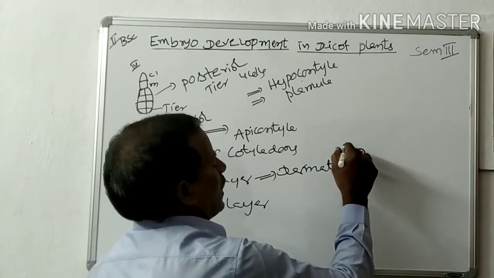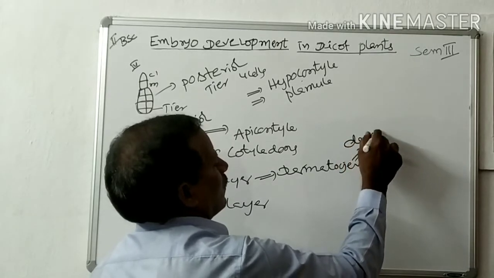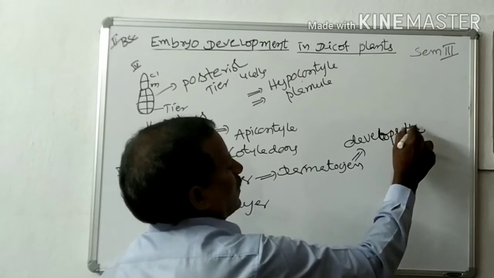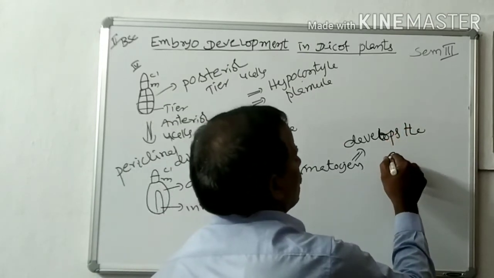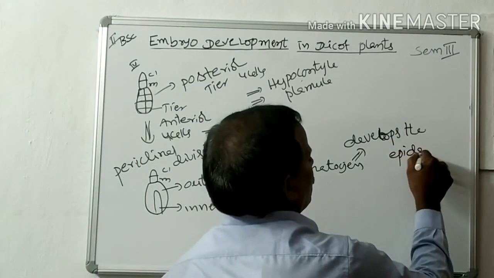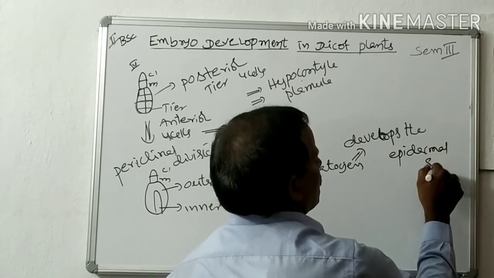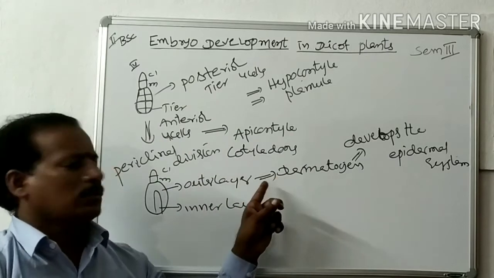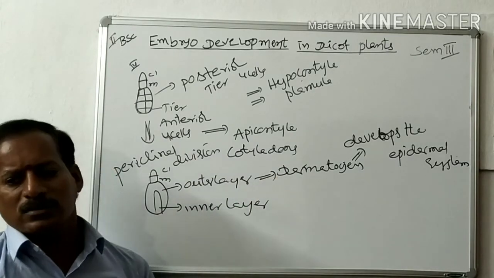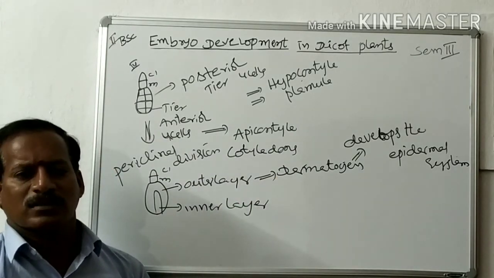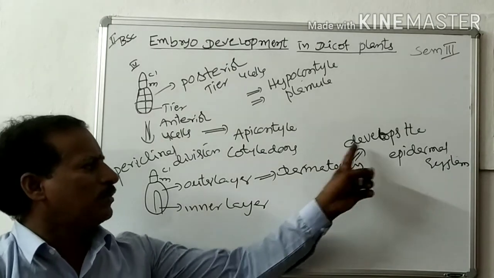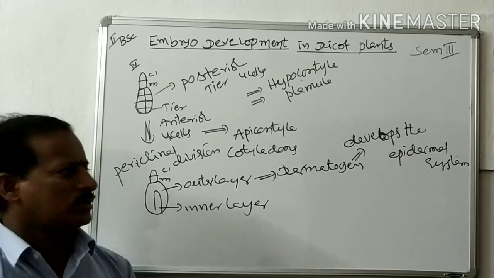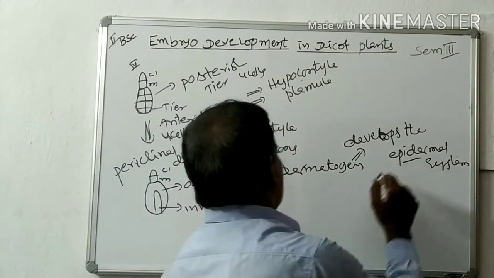That develops the epidermal system. Understand? The outer layer is a dermatogen that divides and gives rise to the epidermal system, epidermis and all the parts of the epidermis. So that is the epidermal system.